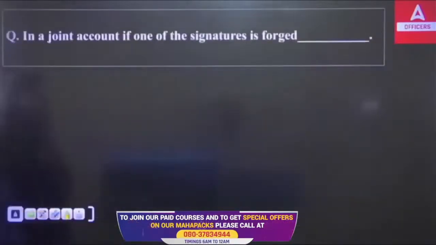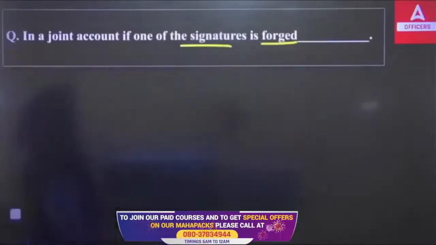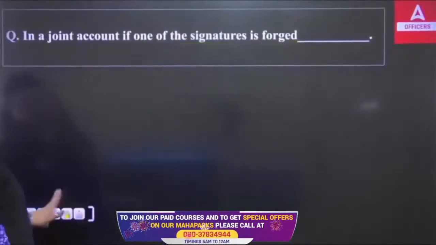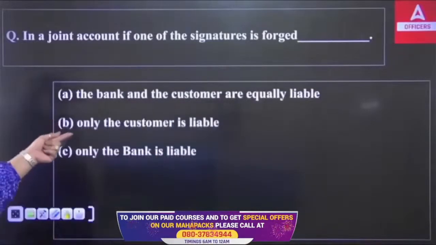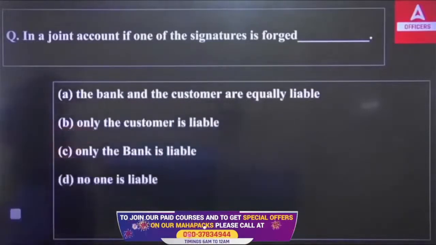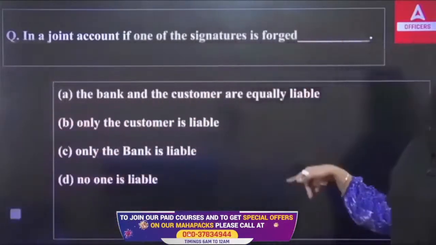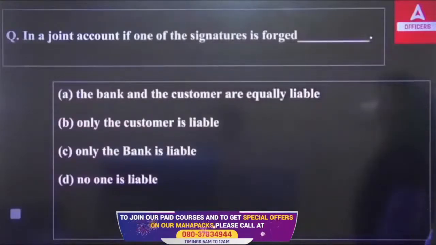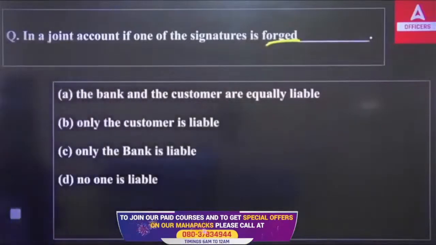Now the next question we have: in a joint account, if one of the signatures is forged, dash. So you have a joint account and the signature of one of the persons of the joint account is forged. In that situation, what happens? First, the bank and the customer are equally liable. Second, only the customer is liable. Third, only the bank is liable. Fourth, no one is liable. So what do you think, in a joint account if one of the signatures is forged, it will be the liability of whom? The signature is forged, so it will be the liability of what? The customer, or both, or only the bank, or no one?